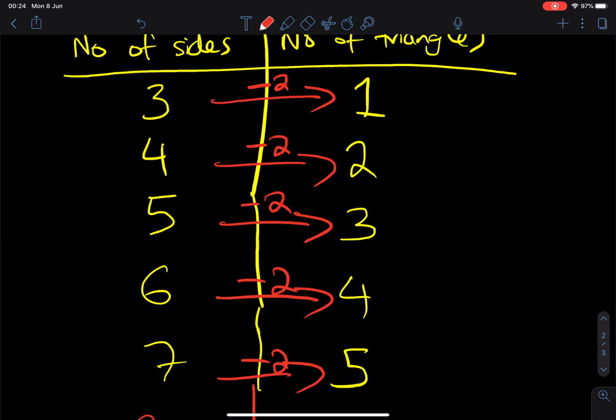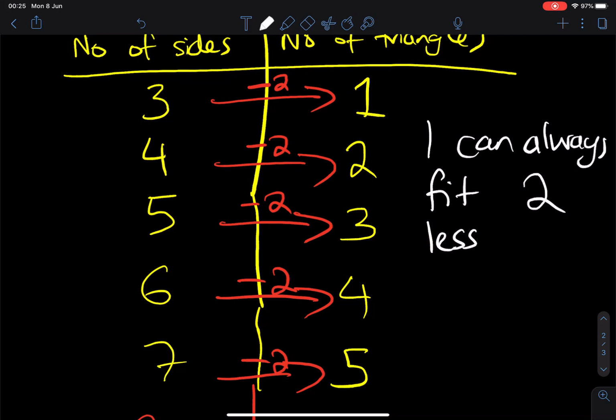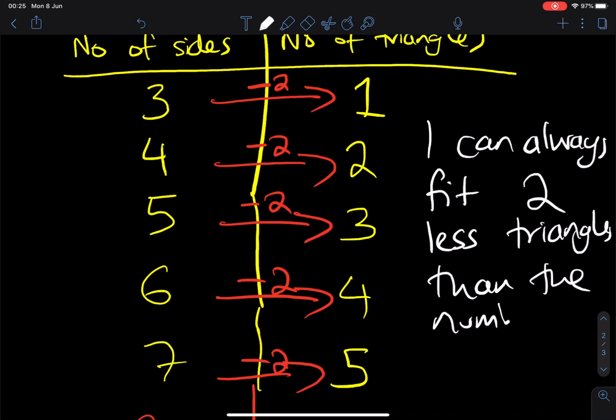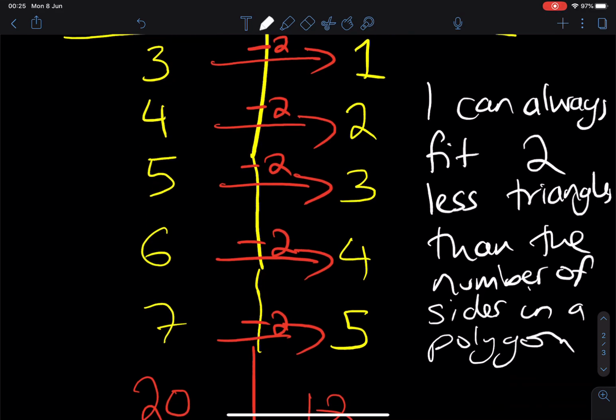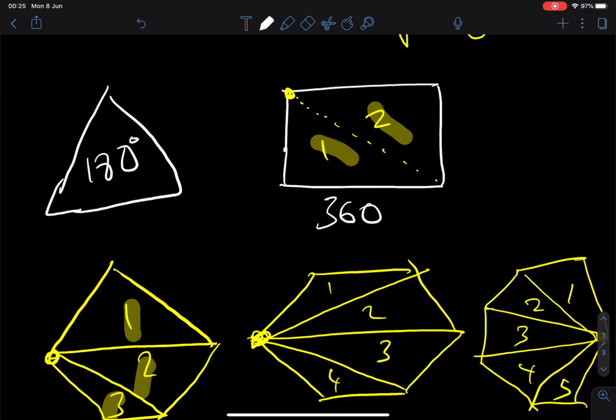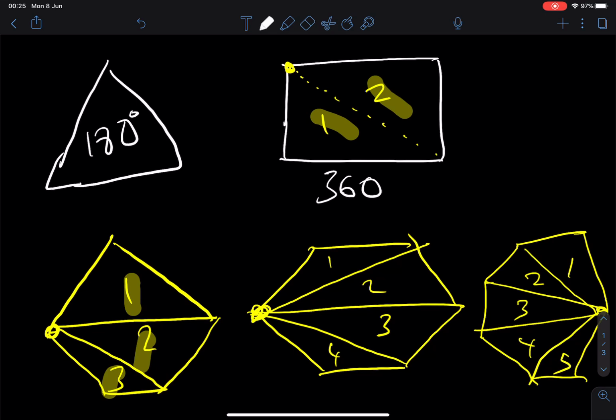If I was to write that down, I can always fit 2 less triangles than the number of sides in a polygon. So always 2 less. Now, why is this useful to me? Why does this actually help me?